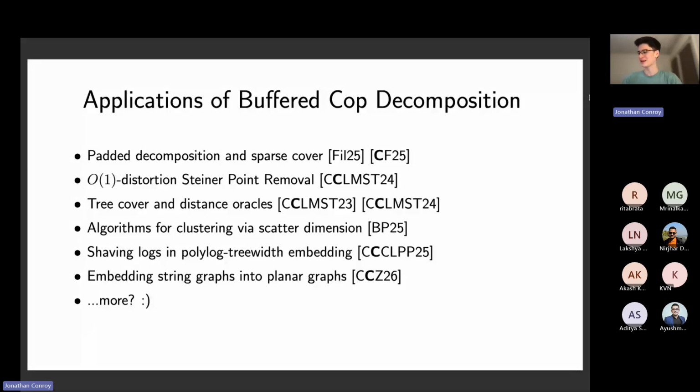But I think that the formal definition of the buffered cop decomposition can be somewhat intimidating if it's the first time that you're trying to read through one of these papers. So what I want to do in the first part of this talk is go through slowly and motivate the different parts of the definition of this buffered cop decomposition. And at the end of the talk, I'll explain how to use this buffered cop decomposition to get the good sparsity sparse cover.